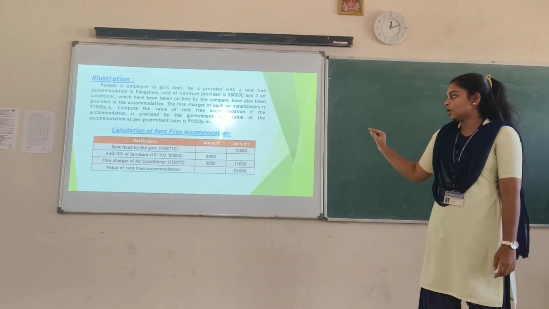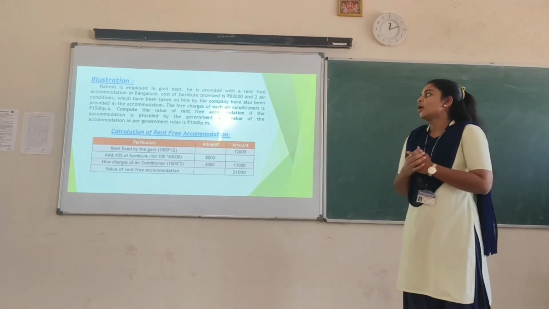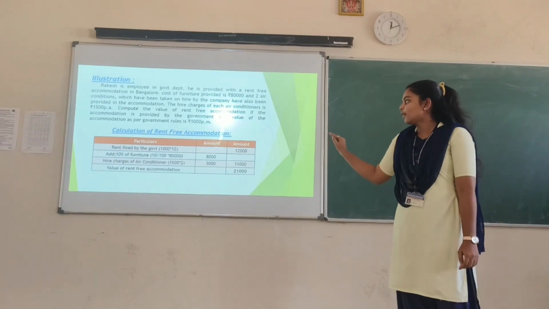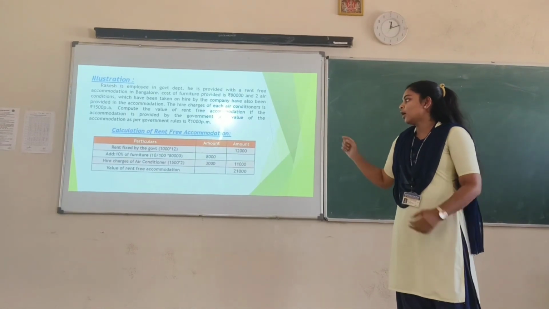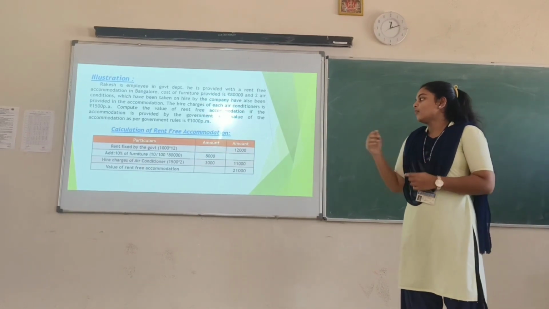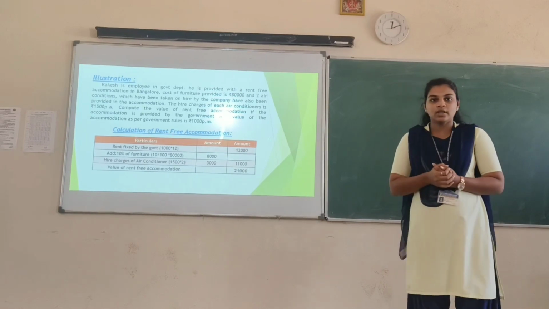The hire charge of the air conditioner is 1,500. Two air conditioners are given, so we should multiply by 2, then we'll get 3,000. Then we should add these both and we'll get 11,000. Then we'll get the value of rent-free accommodation, that is 21,000.